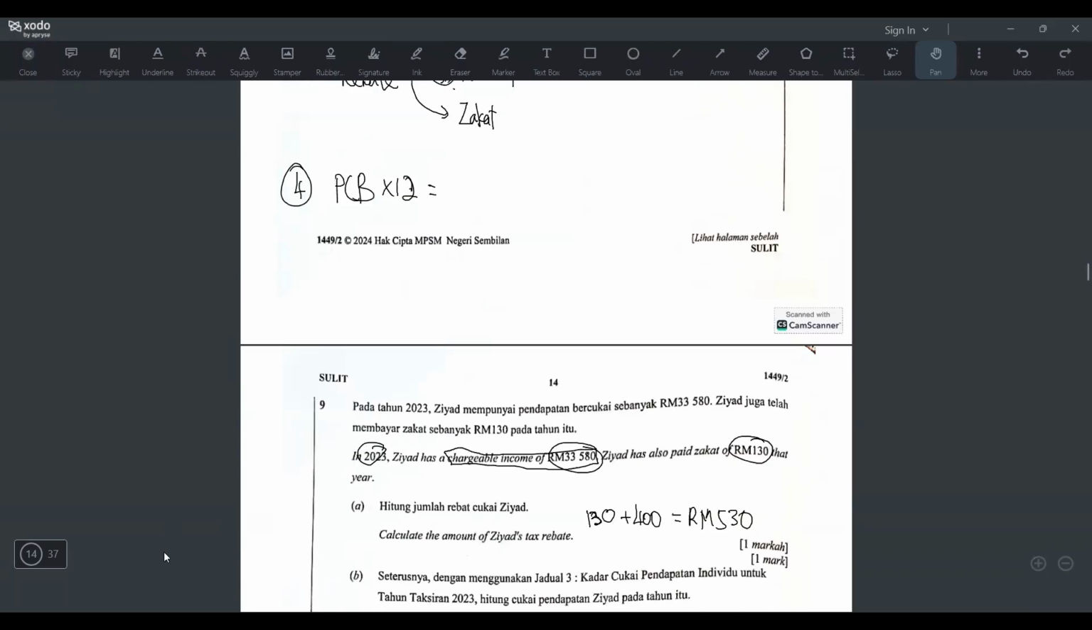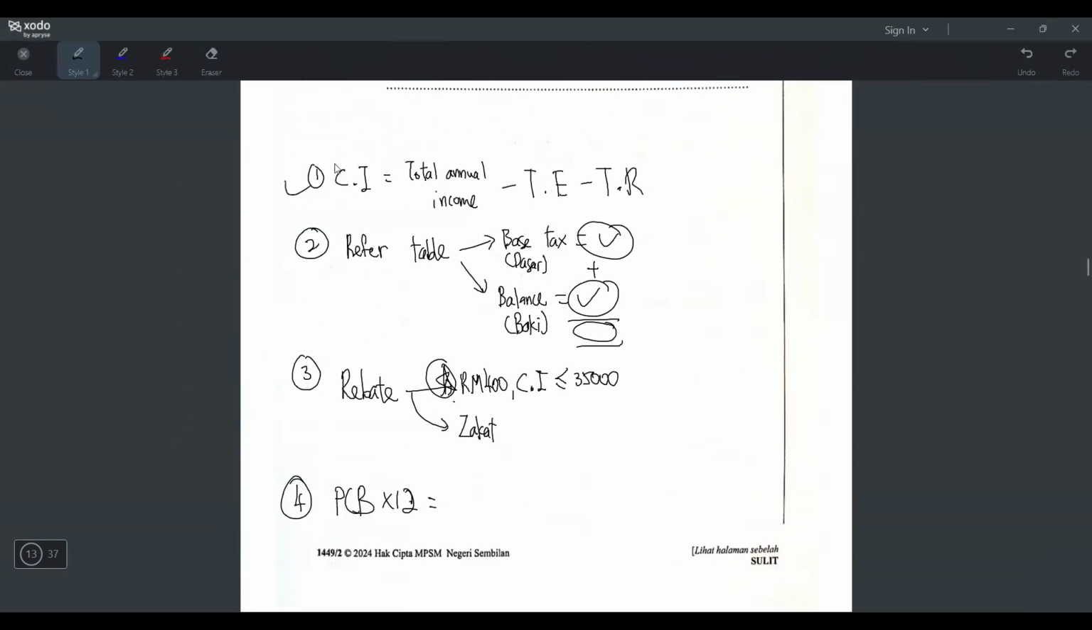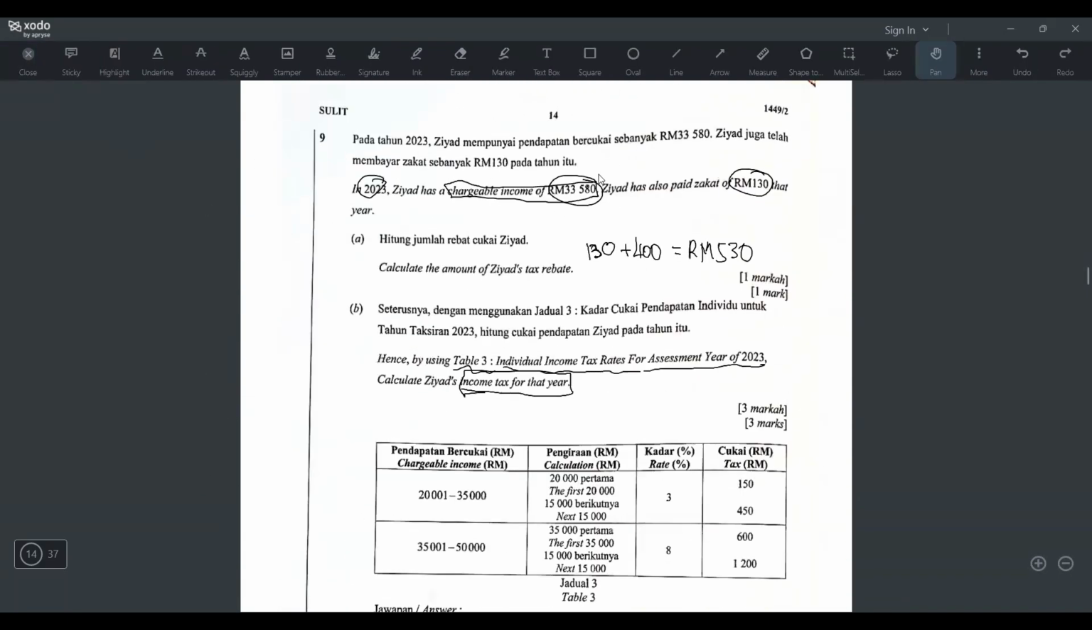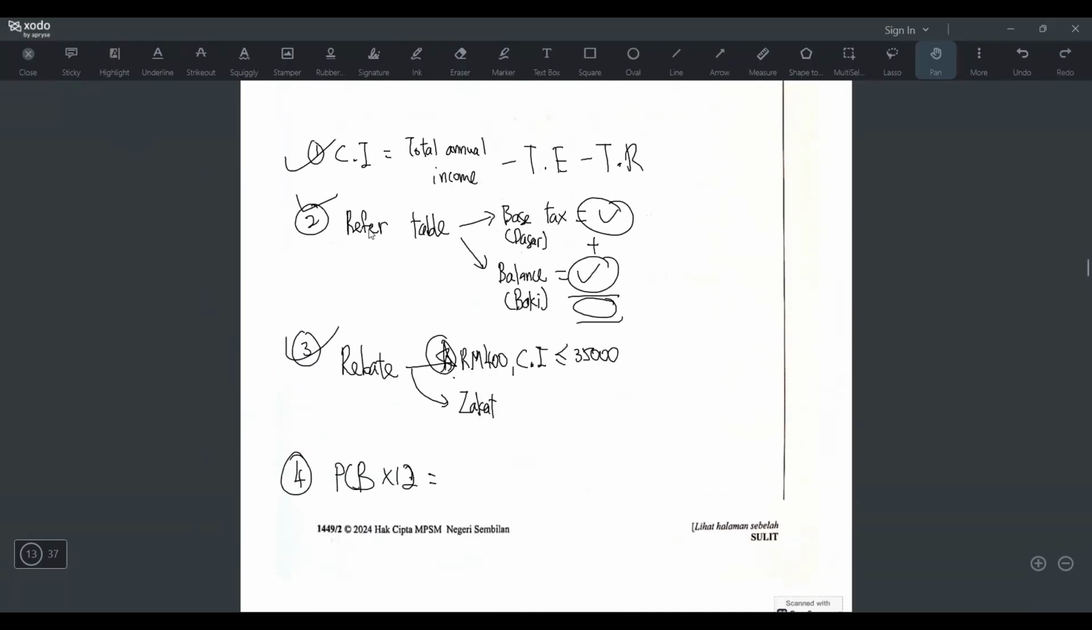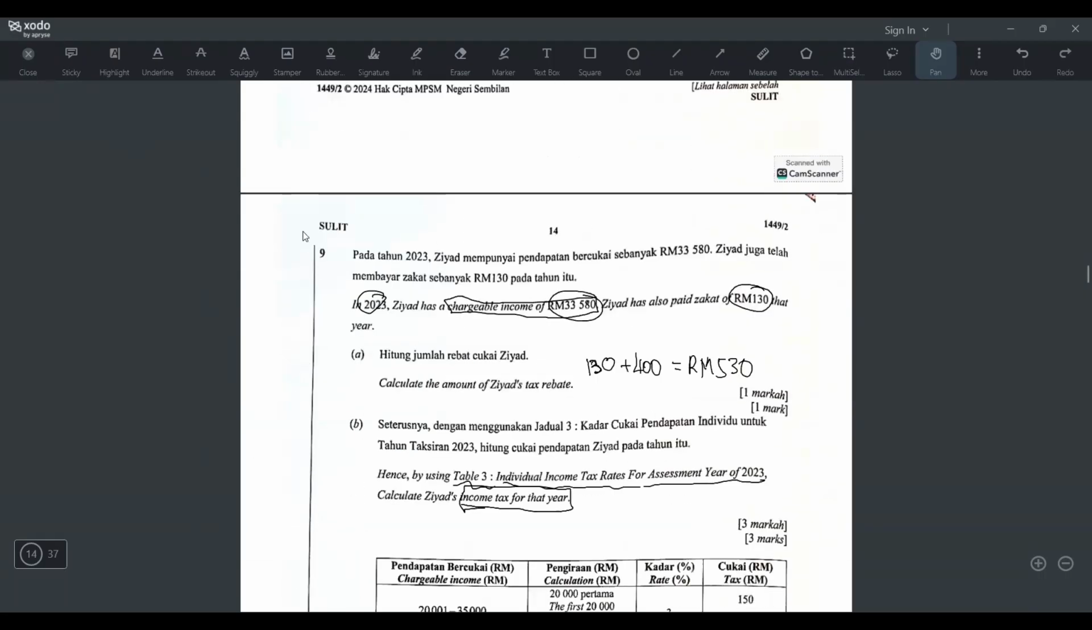Okay, if you want to calculate income tax, you just follow my steps here. Do step 1, step 2, step 3, then you get your income tax already. Step 1, no need to do already because they already give us the chargeable income, 33580. Then what is step 2? Refer to the table, get your base tax and balance. Okay, tax balance. So how to do that?